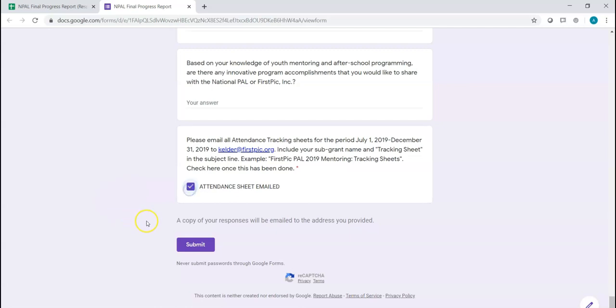Then you can check this box and hit submit, and you should be all set for this program report. If you do submit and you think back and you said, oh no, I think I might have answered something incorrectly, simply reach out to David or myself at First Pick or Angie Caffey at National PAL, and we can make sure that we get your responses edited.